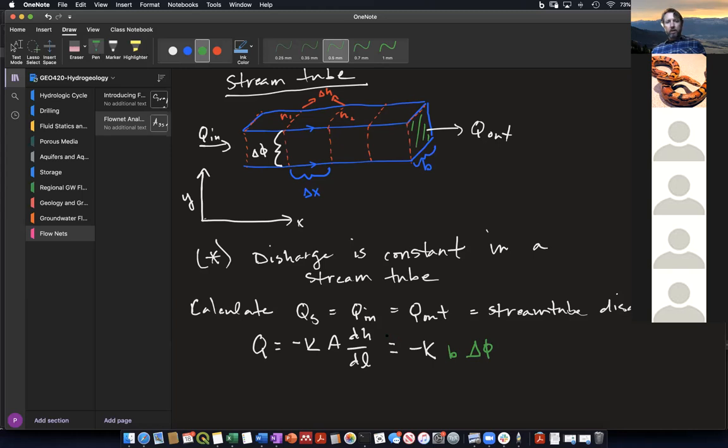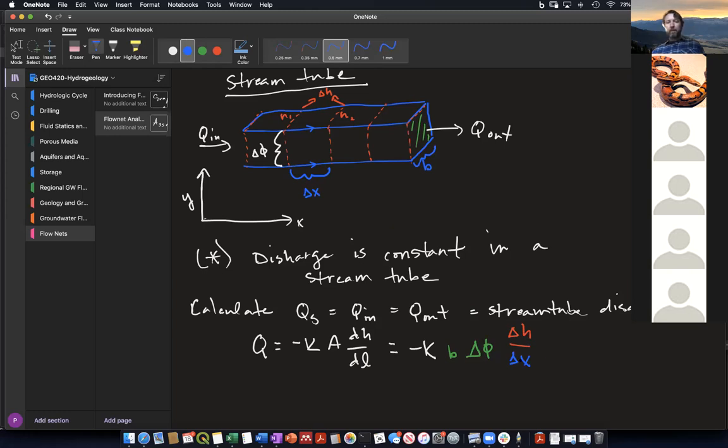Now, what can we put in here for dH, the change in head? Delta H, yeah, just the change in head between these two contours. So let's put delta H in here. And now what is the difference in the X direction over that delta H, this dL? Delta X. Great. So here's Darcy's law for our stream tube.